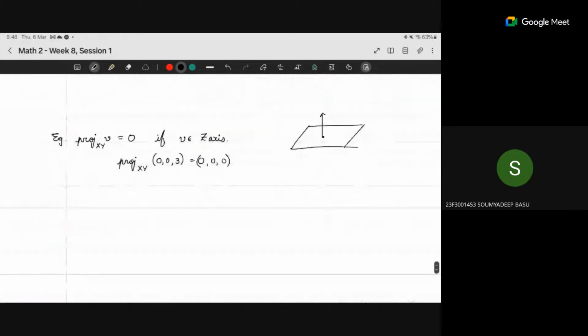So yeah, back to this point that anything orthogonal to the xy plane, which is the z-axis, will project onto 0. And similarly, the projection of something like x, y, 0. What would be the projection of x, y, 0?